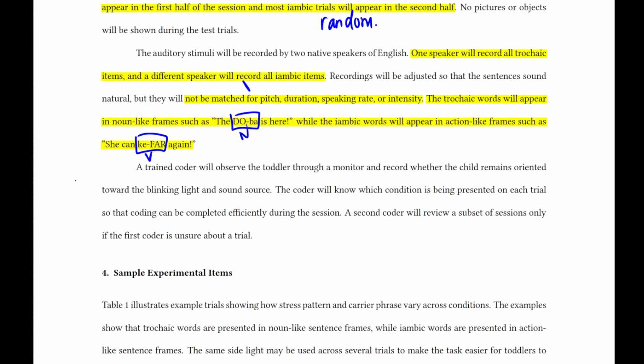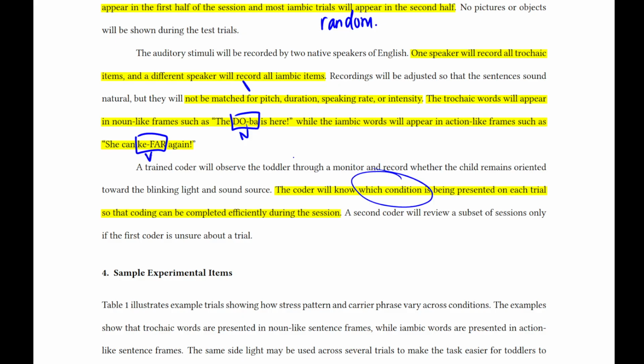Okay. A trained coder will observe the toddler through a monitor and record whether the child remains oriented toward the blinking light and sound source. The coder will know which condition is being presented so they can code efficiently. A second coder will review a subset of sessions only if the first coder is unsure about the trial. So we won't really go into this. It's more of a research methods course thing, but they should not know which condition it is because they might be biased in their coding.